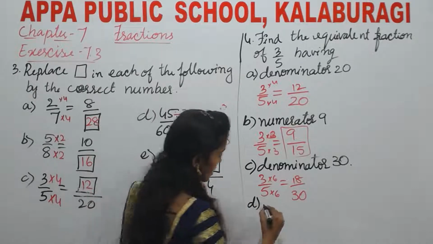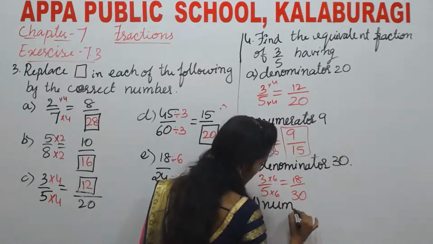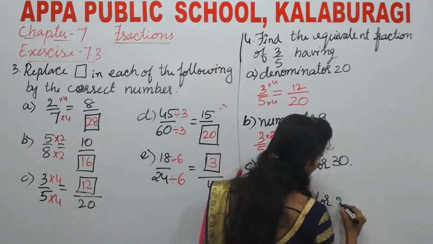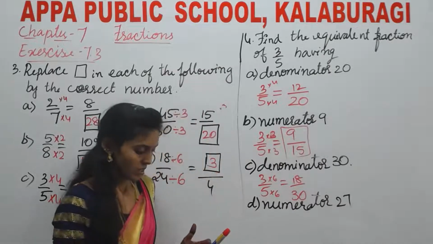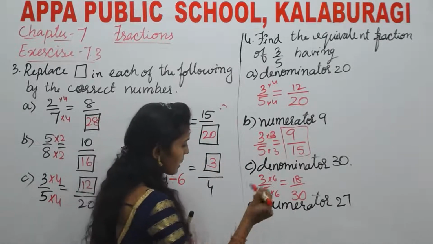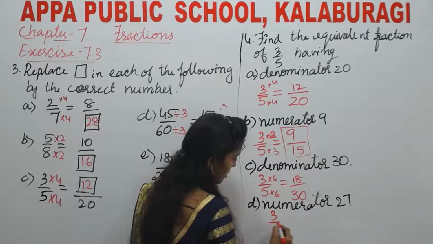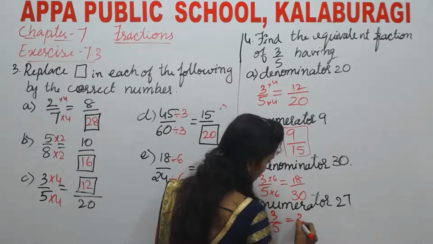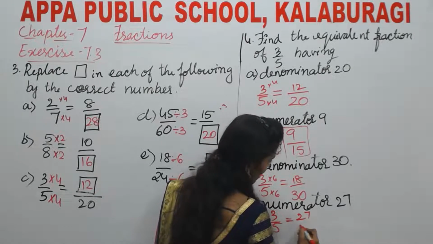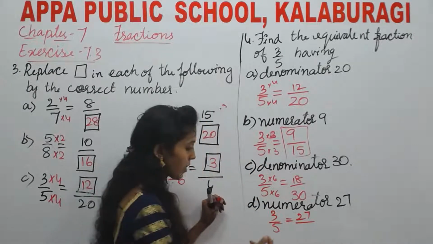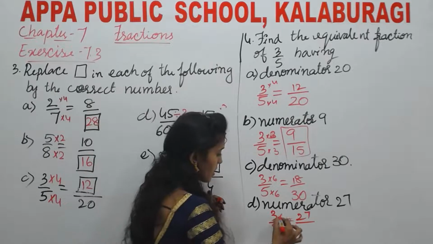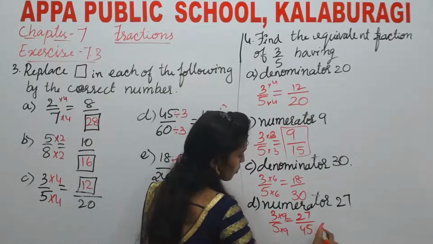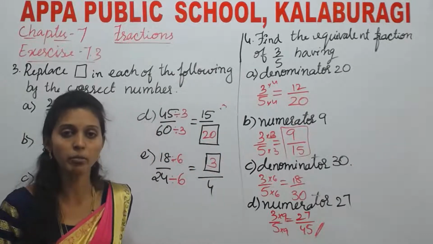D, numerator 27. Same way. LHS means left hand side, they have given it as 3 by 5. RHS numerator they said as 27. Denominator you have to find. In 3 table, when will you get 27? 3 9s are 27. Then 5 9s are 45. Oh, this bit only completed.